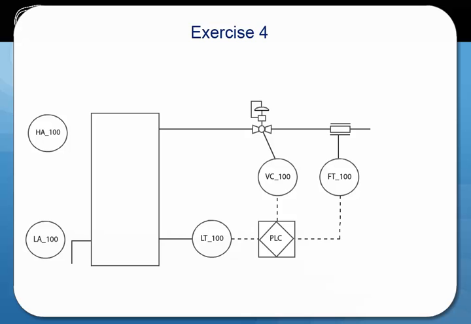Write a program to control the level in the tank. When the level is less than 10%, turn the low level alarm on. When the level is less than 25%, set the VC100 to 100%. When the level is greater than 75%, set the VC100 to 0%. When the level is greater than 90%, turn on the high level alarm.